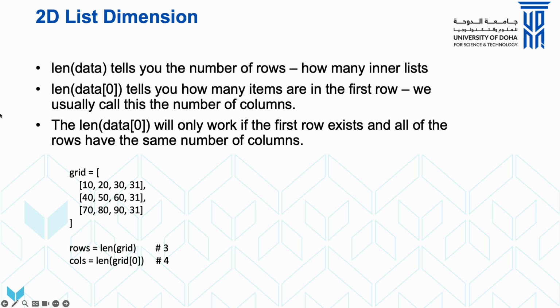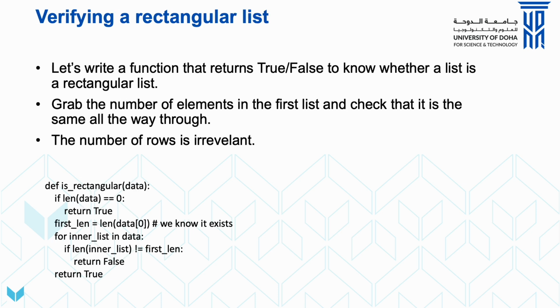So using length at position 0, or length at data position 0, tells you how many items are in a particular row. Of course, figuring out the size of a two-dimensional list only works if everything is the same size. If you want to make sure everything is the same size, you have to go through and literally check the length of every item. I'll leave that one as an exercise for you so that we don't go too much longer.